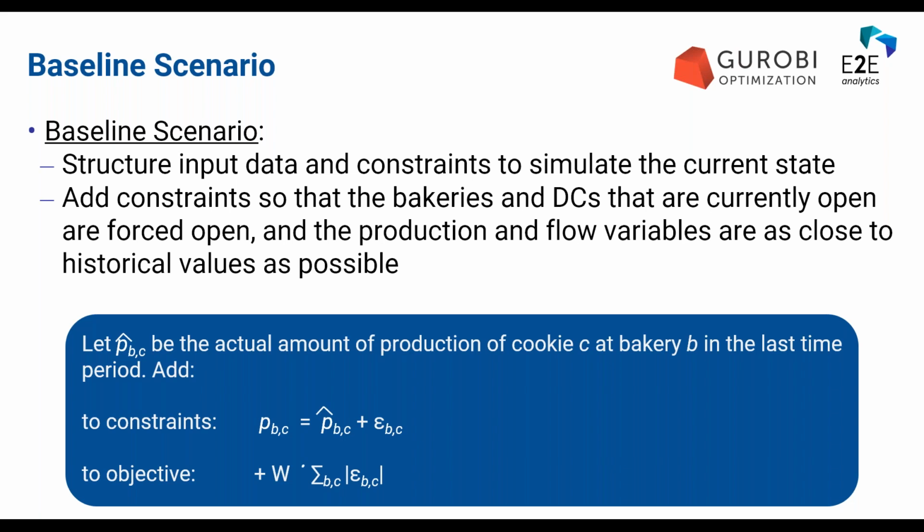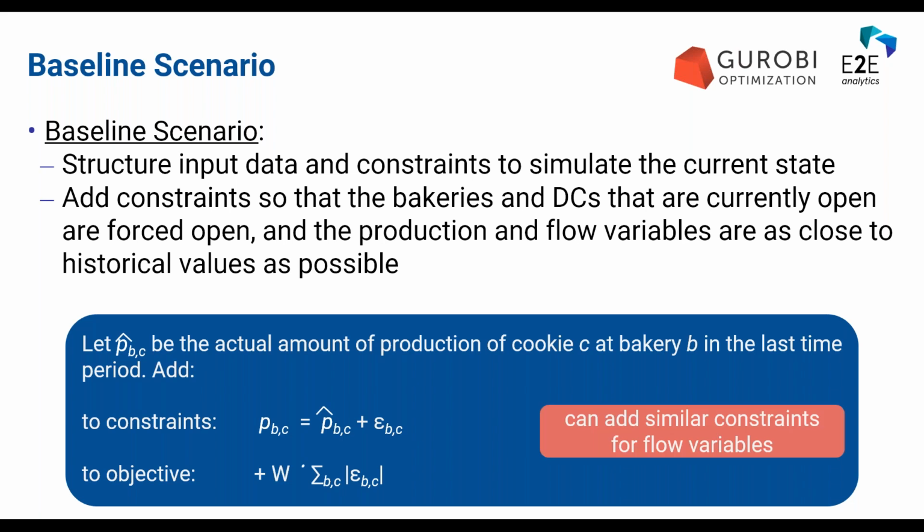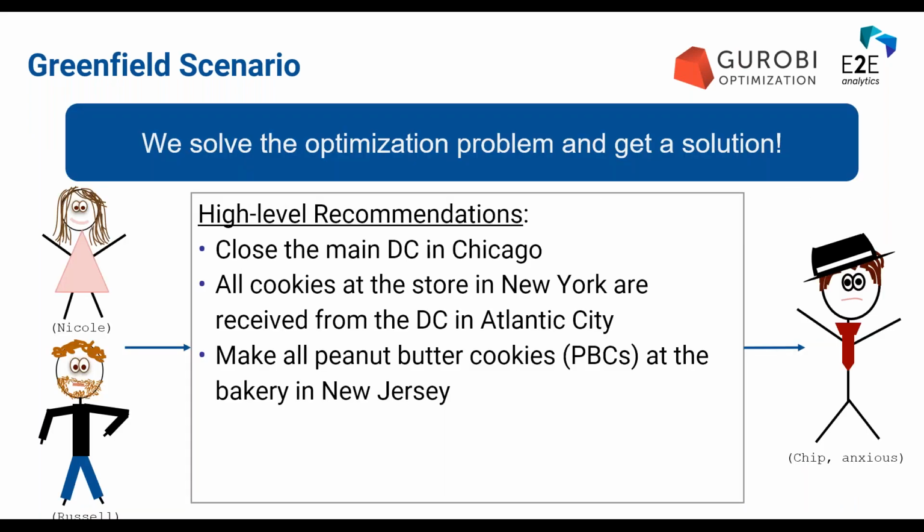All right, so I think I just gave an example on the production constraint, but you can add similar constraints for all of the different variables we have in the model. Okay, so once we solve our baseline scenario, we can solve our Greenfield scenario, which means we can solve this optimization problem with no extra constraints. We're just going to say if everything is possible, me and Russell are pictured here, we're going to come up with the optimal solution.